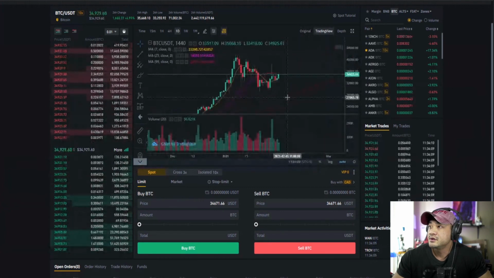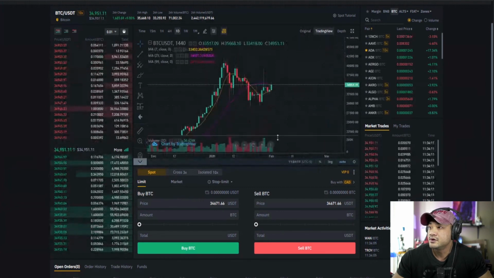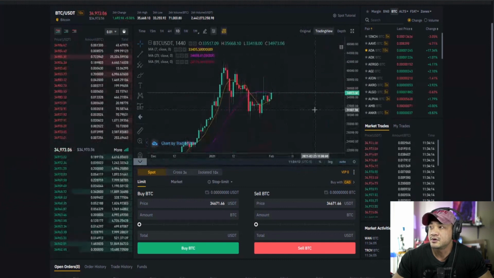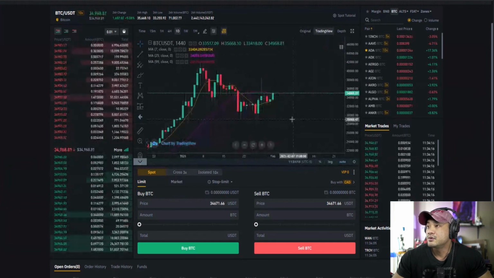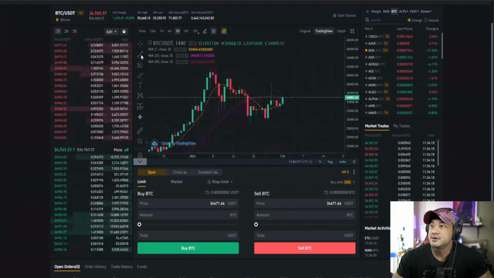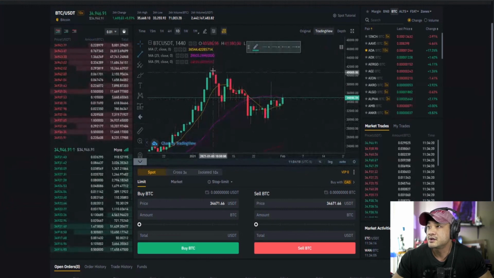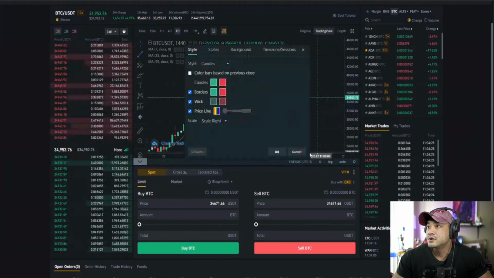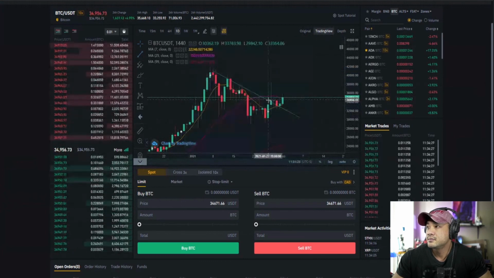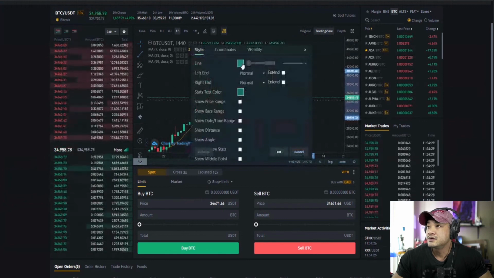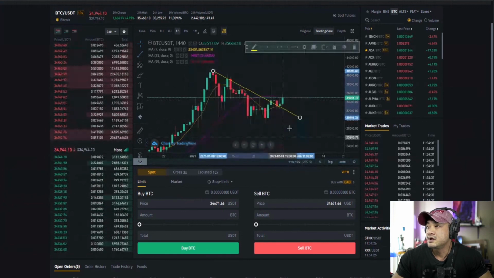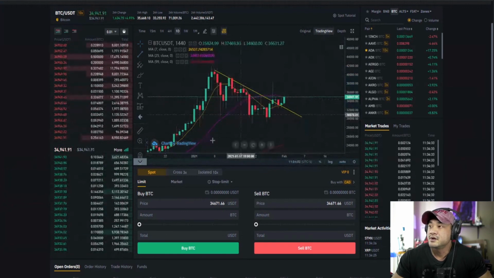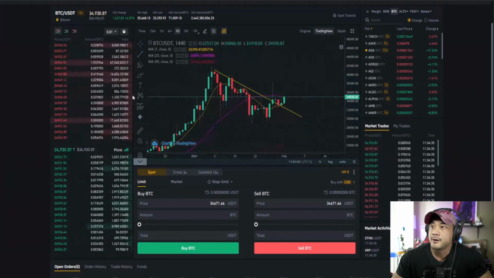The reason is because with TradingView, you can just adjust these screens as you like. You can even turn off the volume. But what I like with the TradingView feature is that you can just draw things like support and resistance lines. You can customize the color of the lines. So this is a very nice little feature to use.